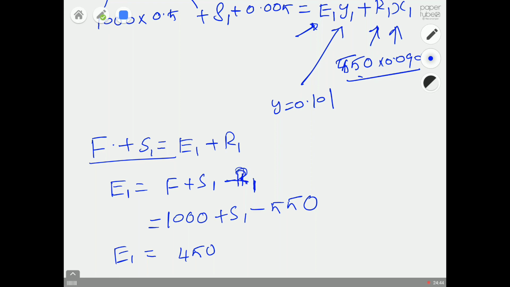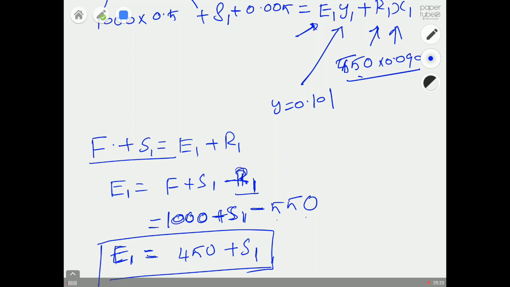So F is 1000 plus S1 minus R1, which we calculated as 550. So E1 must be equal to 1000 minus 550, that should be 450 plus S1. I hope this is correct. Let me check one time: F plus S1 is equal to E1 plus R1. Yeah, I think this value is correct.